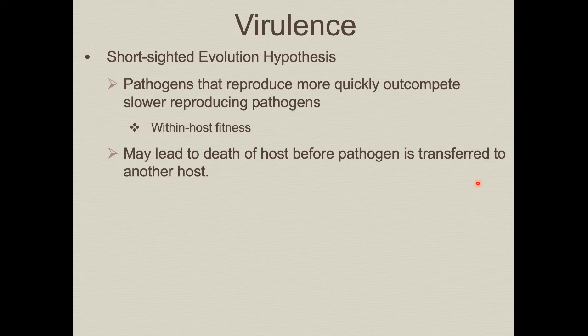So we would see in those situations a coevolutionary balance such that it reproduces as much as possible to outcompete slower reproducing pathogens, but it's going to reach a peak where it doesn't want to overshoot, so that it makes the host so sick that it reduces the chance of transmission to additional hosts.